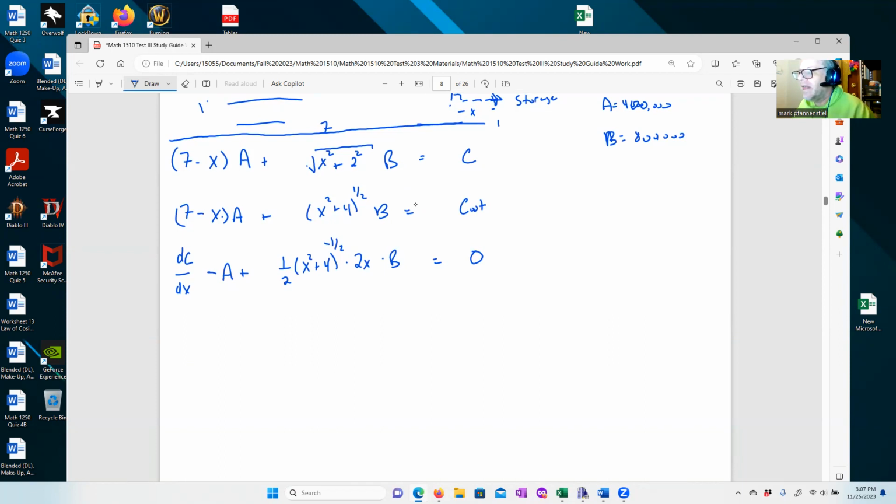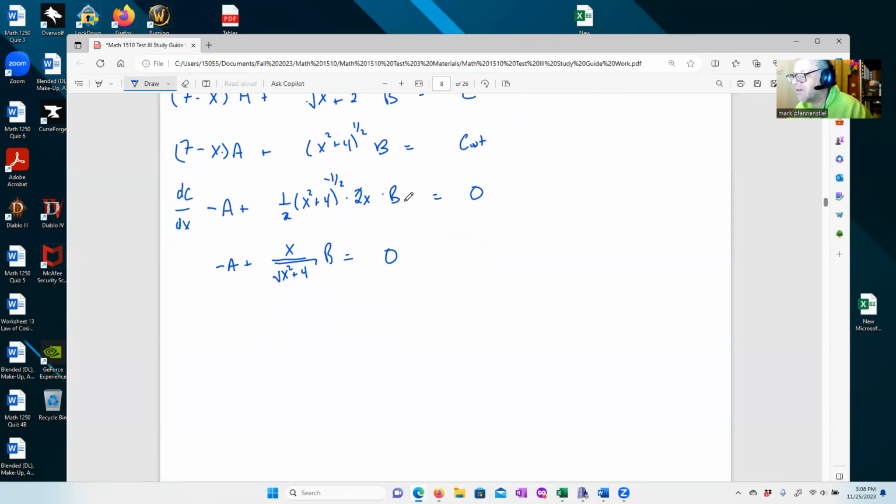Okay, so if x is equal to 0, the derivative still exists, so we don't really have to worry about this. Okay, so we're going to go ahead and say we have negative a. I'm going to go ahead and clean this up a little bit. 2's cancel. And we just have x over the square root of x squared plus 4, b equals 0. And now we have to go ahead and solve for x.